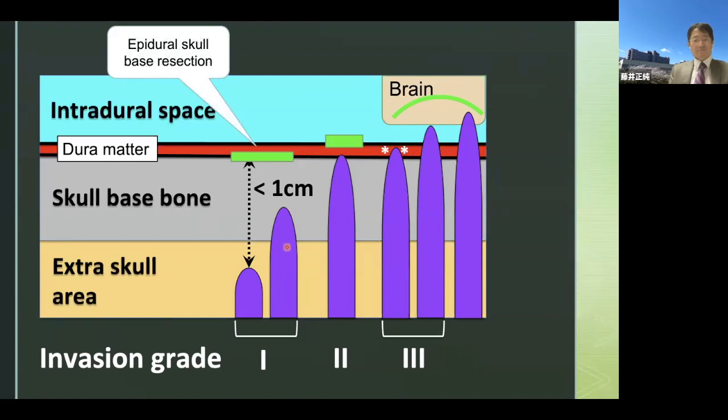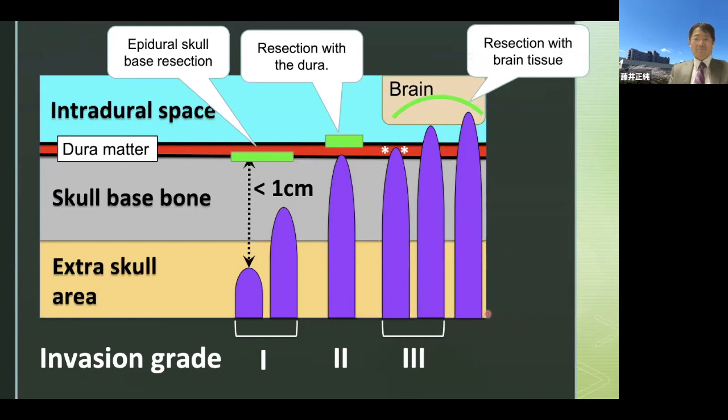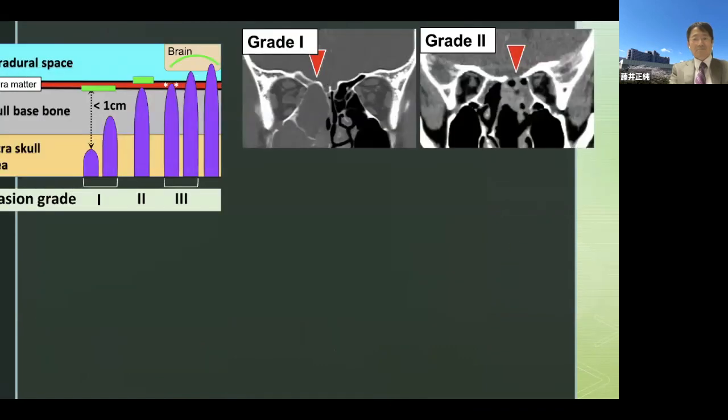And for grade one tumors, epidural skull base resection is done. For grade two, resection with the dura is necessary. And for grade three tumors, brain removal is necessary too. So these are examples of the grades.